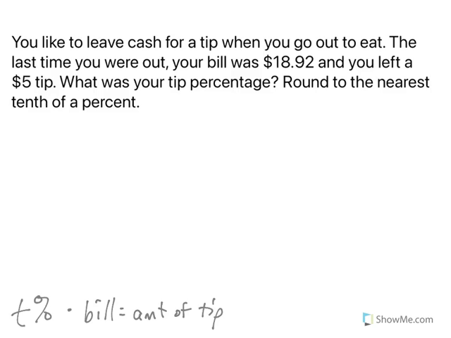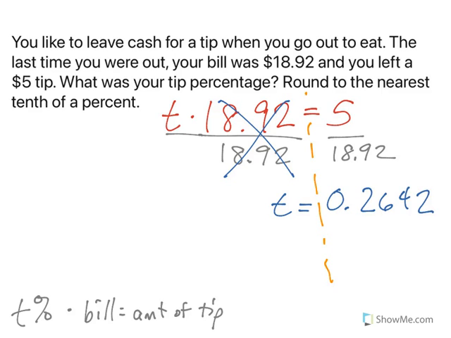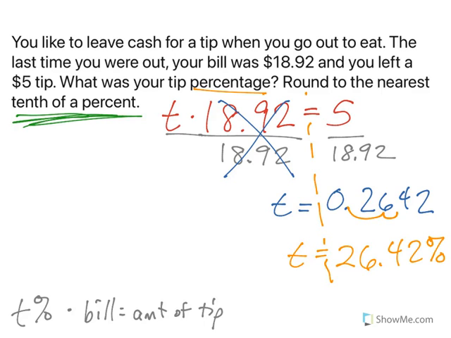So we're trying to find the tip percentage. So T times my bill of $18.92 equals a $5 tip. Again, we are solving an equation. So let's divide both sides by the $18.92 because this will get my variable T by itself. So T equals 0.2642. Again, to change a decimal to a percent, we're going to move our decimal 2 places. So T equals 26.42%. We're going to round to the nearest 1/10 of a percent.